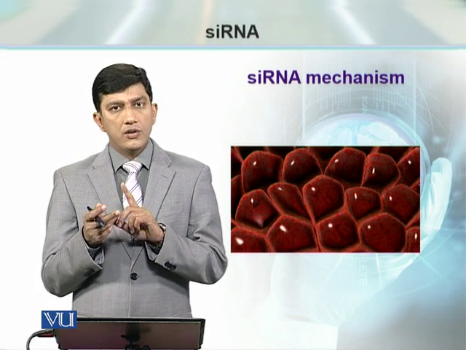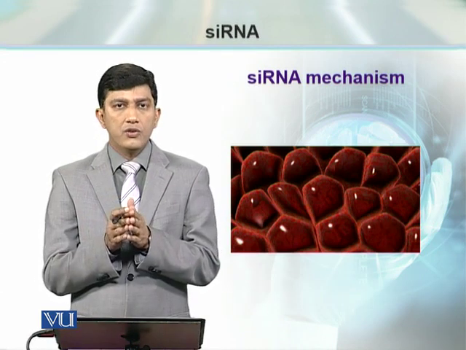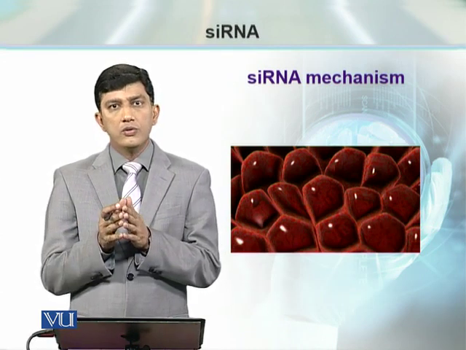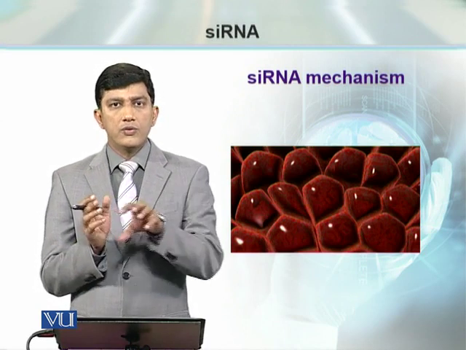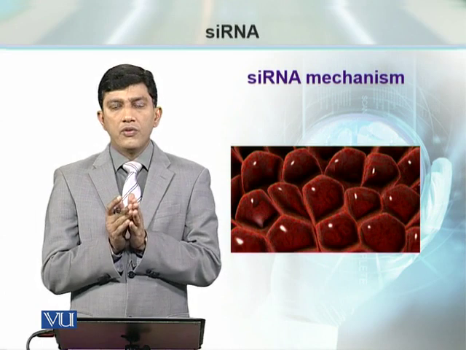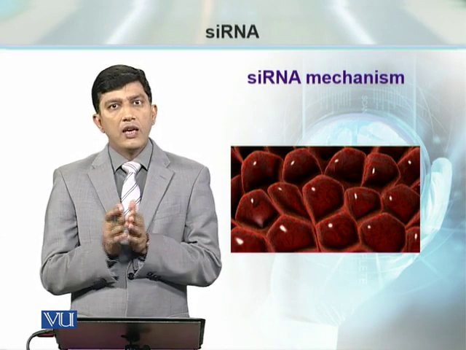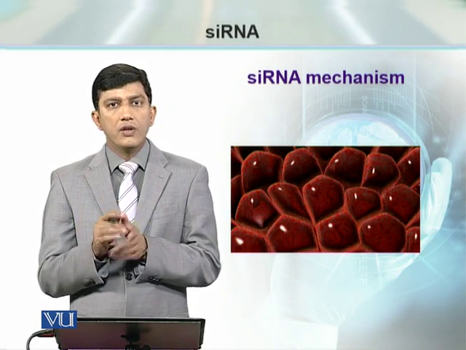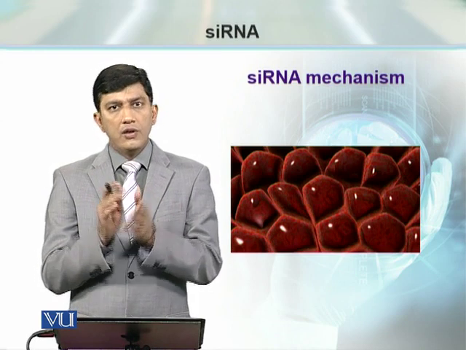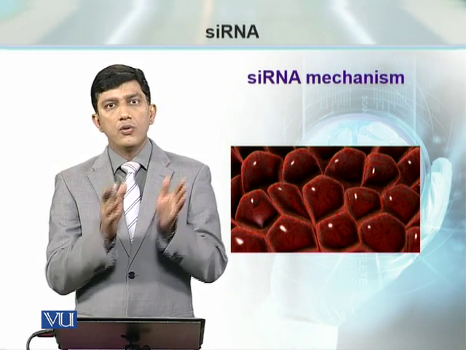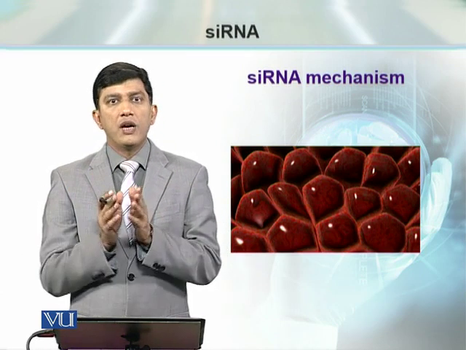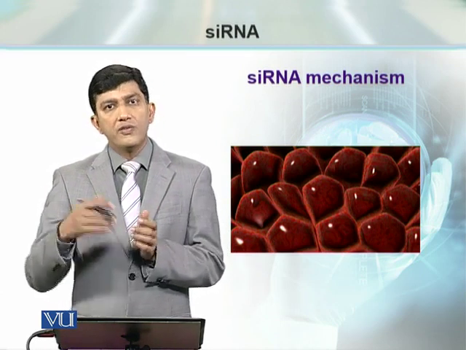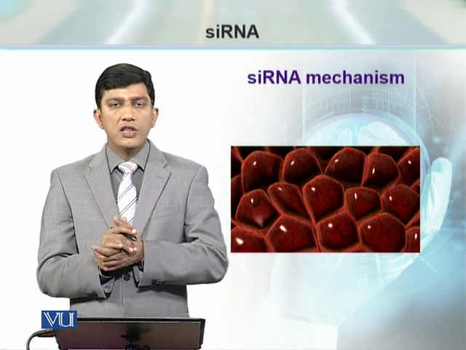The RISC is going to separate the two strands of the siRNA molecules, then look for complementary sequences on messenger RNA and perform its function of degradation. After the degradation of messenger RNA, how those parts of the degraded messenger RNA can be used by the RISC to perform further subsequent gene silencing.